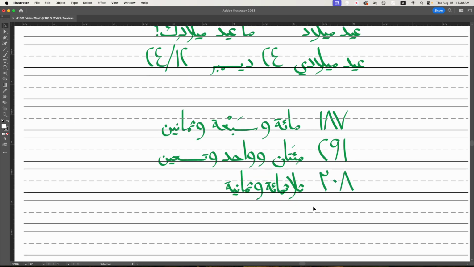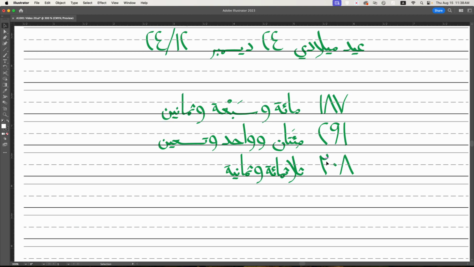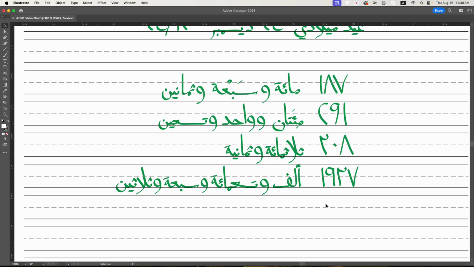If I have 308, I'm going to say thalathamia, and this is the correct spelling, wa thamania, thalathamia wa thamania. So if mi'a is 100, thalathamia is 300. That should be very easy for you to learn. Spelling it is a little bit of a different story, but again, you rarely have to spell these things out. So thalathamia wa thamania. So my mother was born in 1937.